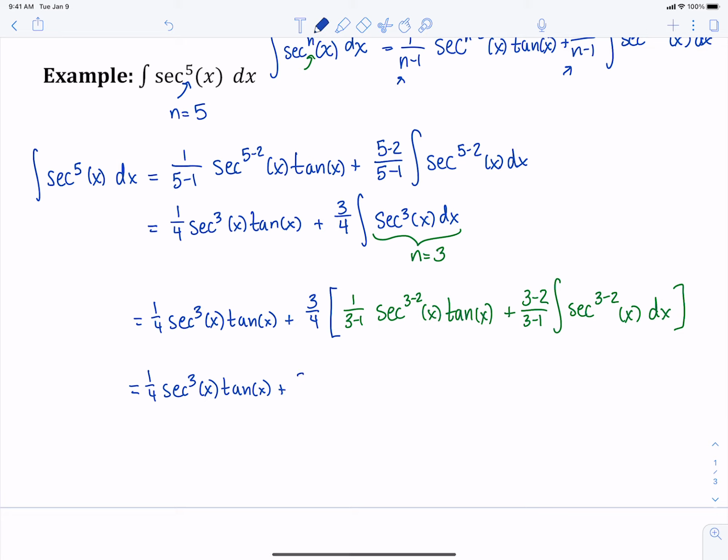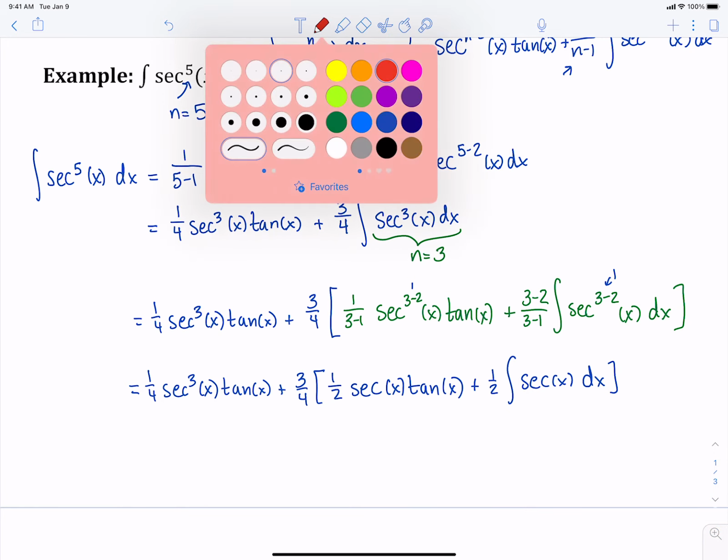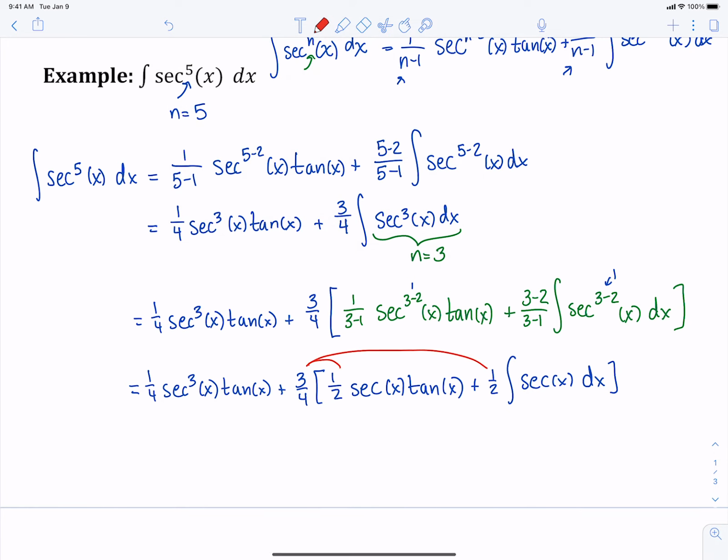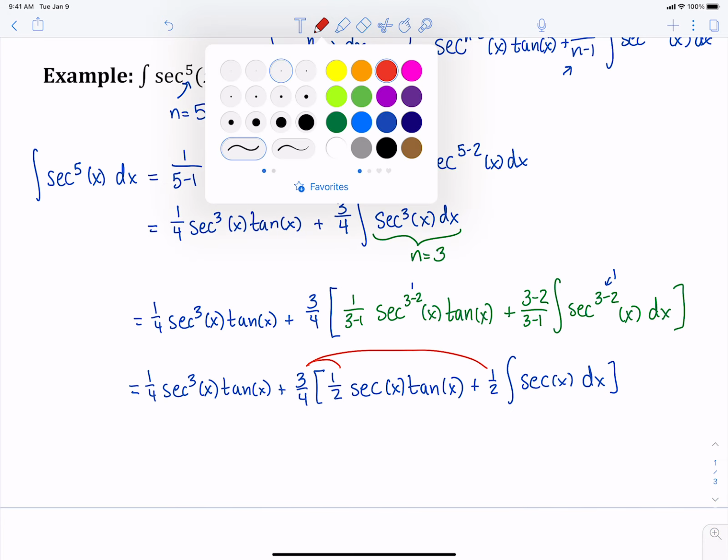Then plus 3/4. Let's see, we've got 1/2 secant. Yeah, that's secant to the 1, so we don't need to write that exponent. So secant times tangent. And then here, that's going to give us 1/2, and then the integral of, again, secant to the 1. Cool. All right, so we're all good there. I think at this moment, what we're going to do is multiply that 3/4 through. You can, if you want, take the integral of secant, but we'll save that for just a minute here.